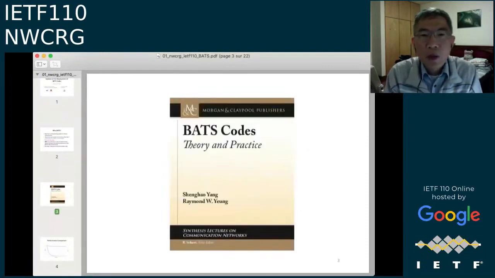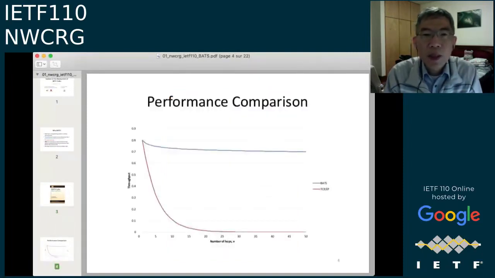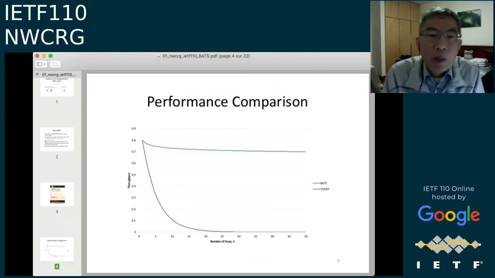Okay, here's a monograph that I published with Shenghao Yang back in 2017. Next slide, please. Okay, here's a quick performance comparison. Assuming that there's a 20% packet loss on each link, then the red curve is the throughput for any routing-based protocol, could be TCP/IP or end-to-end fountain code.